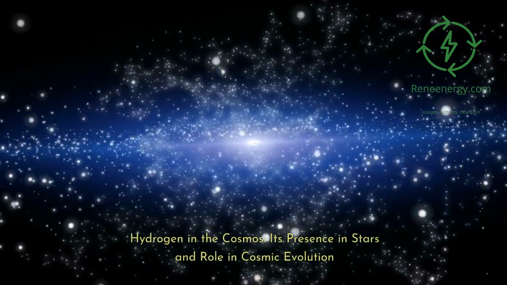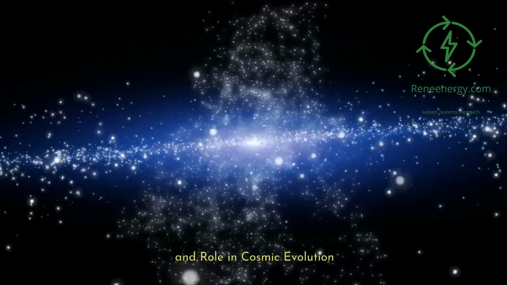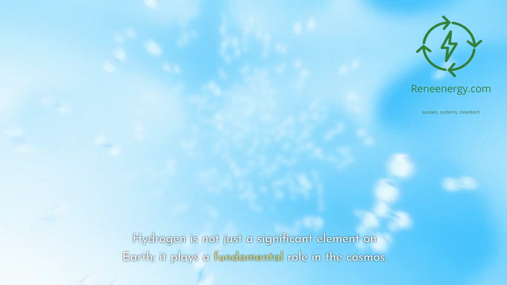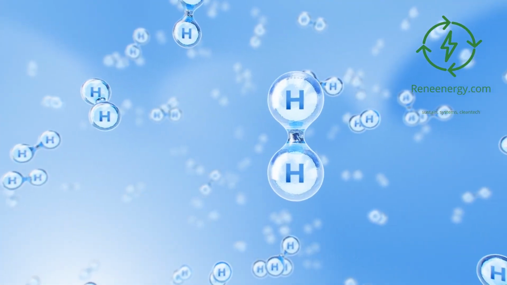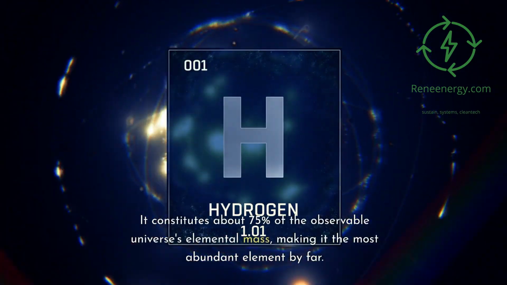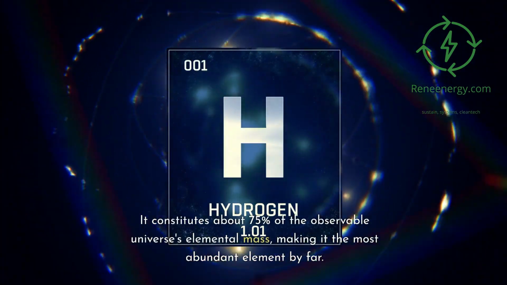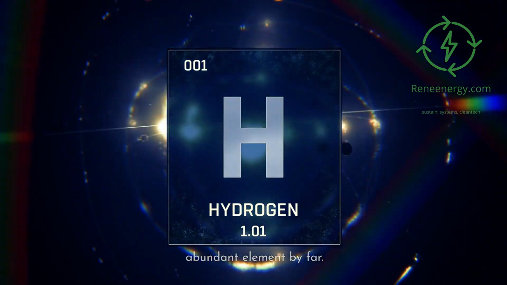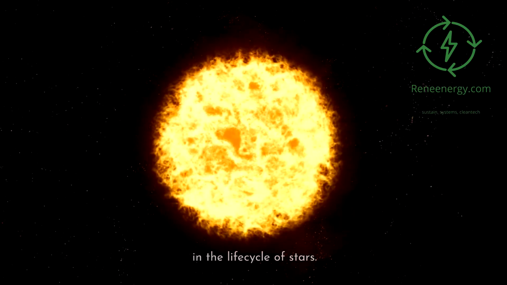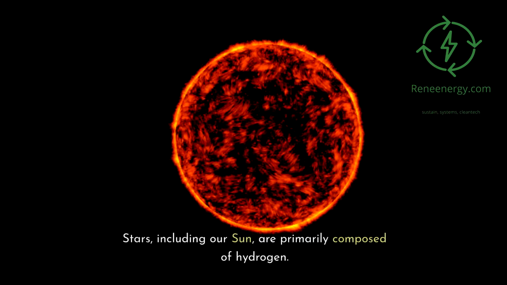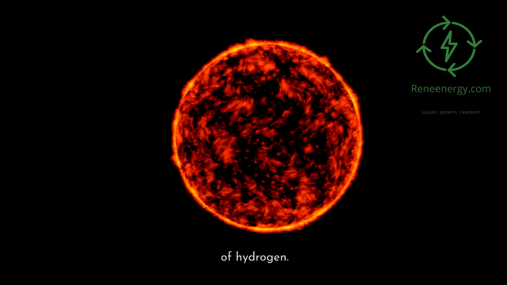Hydrogen in the cosmos: its presence in stars and role in cosmic evolution. Hydrogen is not just a significant element on Earth, it plays a fundamental role in the cosmos. It constitutes about 75% of the observable universe's elemental mass, making it the most abundant element by far. One of the most critical roles hydrogen plays is in the life cycle of stars. Stars, including our Sun, are primarily composed of hydrogen.